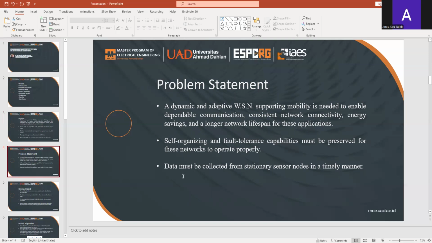Also, this mobile sync must collect data from stationary sensor nodes in a timely manner. In other words, it should not take too much time to visit a sensor node. Otherwise, the data stored in that node will be outdated. Also, the period of time for the visit should not be long. Otherwise, a sensor node might suffer from buffer overflow.